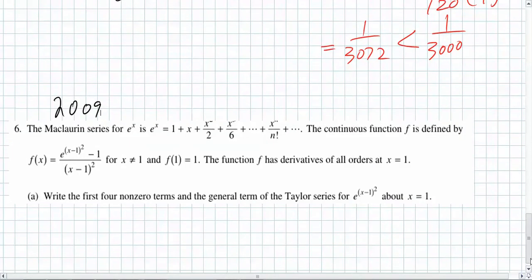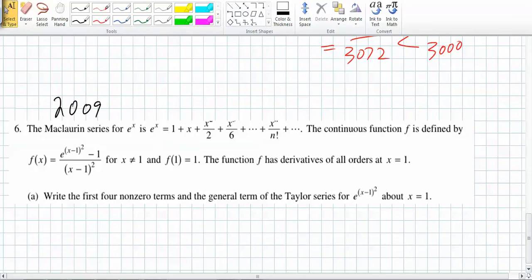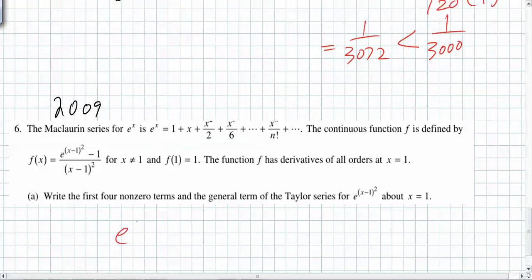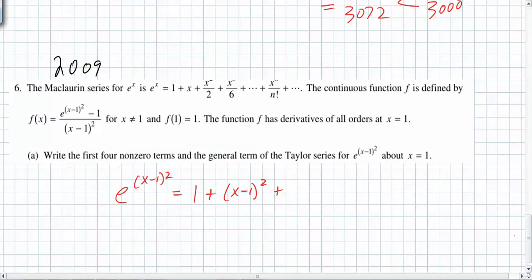Hey, they gave you, oh, I chopped it off, but they gave you e to the x. Would they always be nice enough to do that? No. That's a gift. So what can you tell me about e to the negative x? Not e to the x, minus 1 squared. What's the only thing you need to do? Just substitute. So 1 plus x minus 1 squared, plus what? x minus 1 to the 4th over 2 factorial, plus what? x minus 1 to the 6th. 6th? You sure?